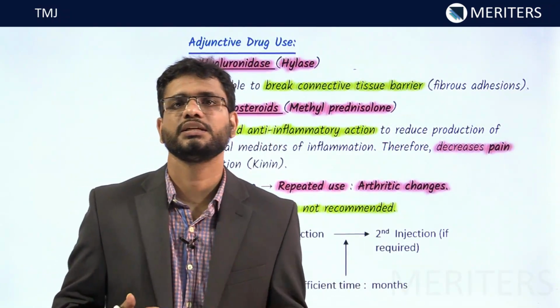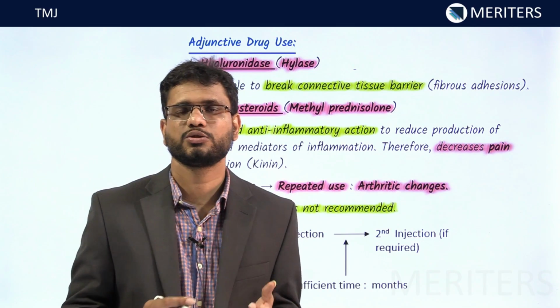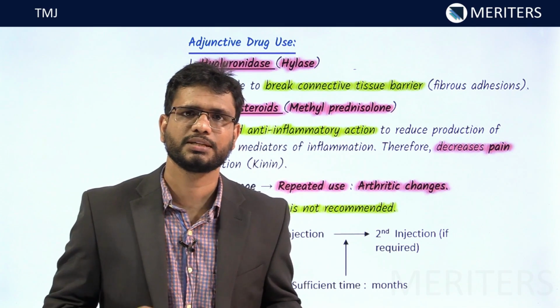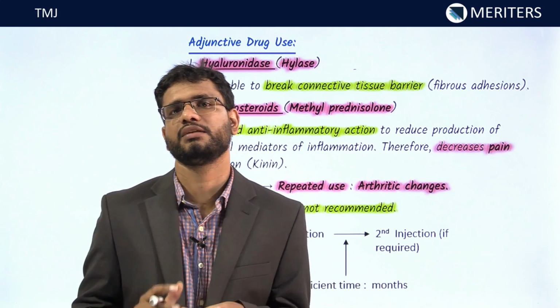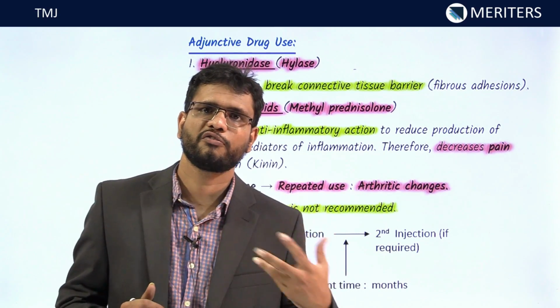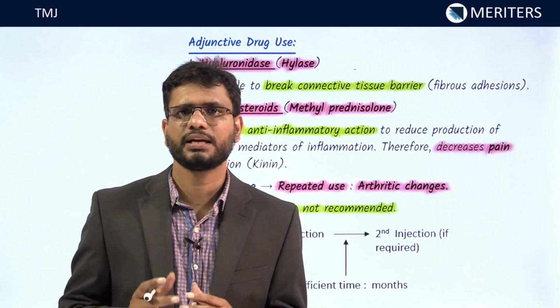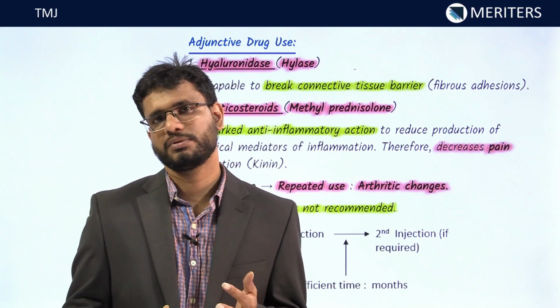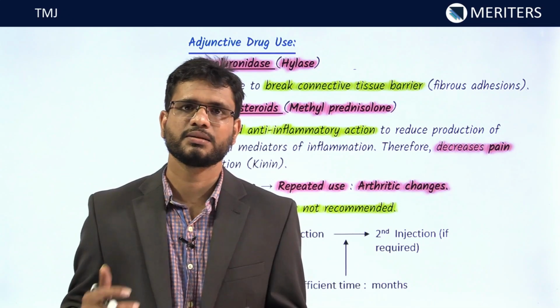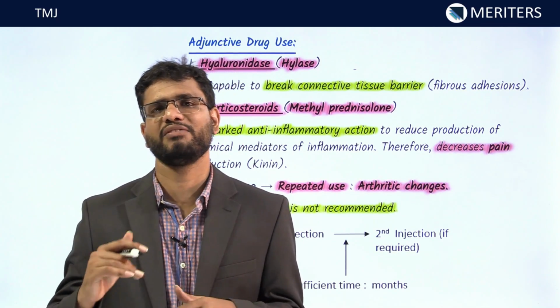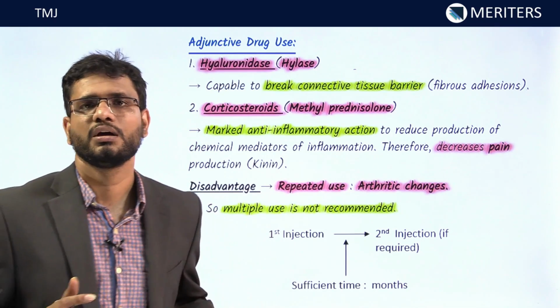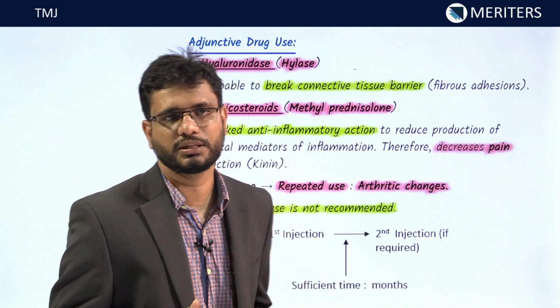So what are the adjunctive drugs we are going to use with the orthocentesis? There are two problems actually. One is your fibrous adhesion and another is your flooding of the area with the chemical mediators. For fibrous adhesion, you can give something that will break the fibrous adhesion. So that is your hyaluronidase. And for your chemical mediators, you can give something that will have anti-inflammatory action. So that will be your corticosteroids, right?